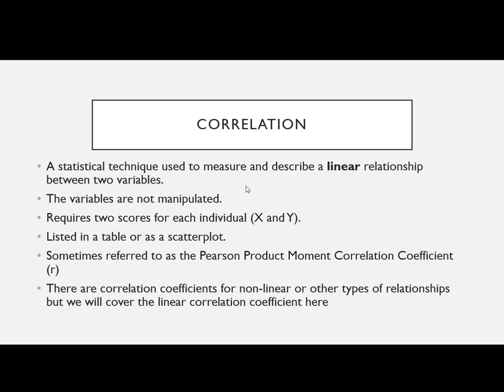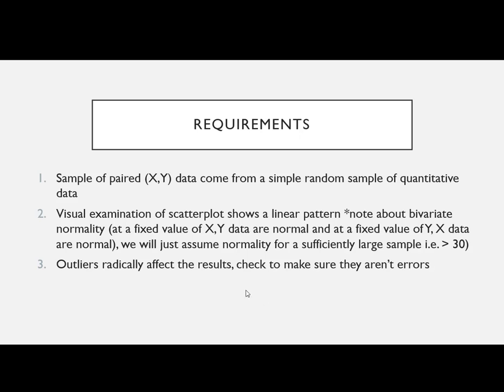Correlation is a statistical technique that's used to measure and describe a linear relationship between two variables. In it, the variables are not manipulated. It requires two scores for each individual, an X and a Y. It can be listed in a table or as a scatter plot. It's sometimes referred to as the Pearson product moment correlation coefficient, and it is denoted by the lowercase r. There are other correlation coefficients for nonlinear or other types of relationships, but here we're going to cover the linear correlation coefficient.